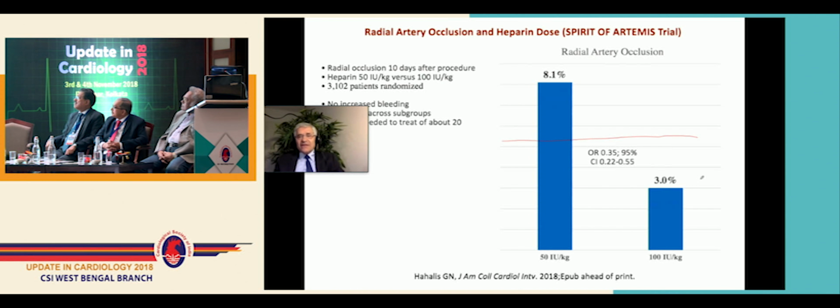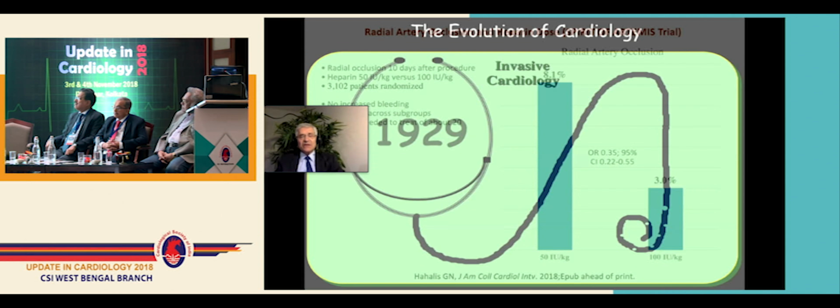And of course, you can decrease it by using a bit more heparin, but this risk is still there. And if we tell the patient that he or she has a 5% risk of losing the artery because we're going radial, the patient may not want it.